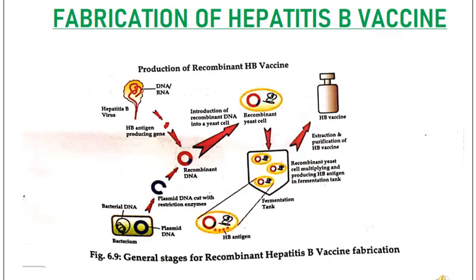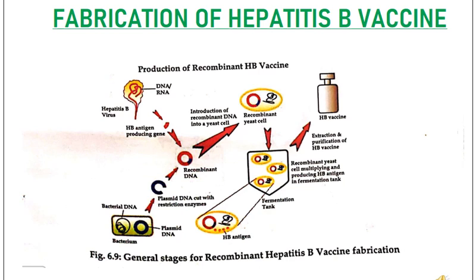The second application is the fabrication of hepatitis B vaccine. Now we can see there are several stages involved in this process. The first step is isolation of HBs antigen, isolating the gene from the HB virus by standard isolation technique. The second, which we can see in the diagram, is a plasmid DNA that has been taken out from a bacterium, E.